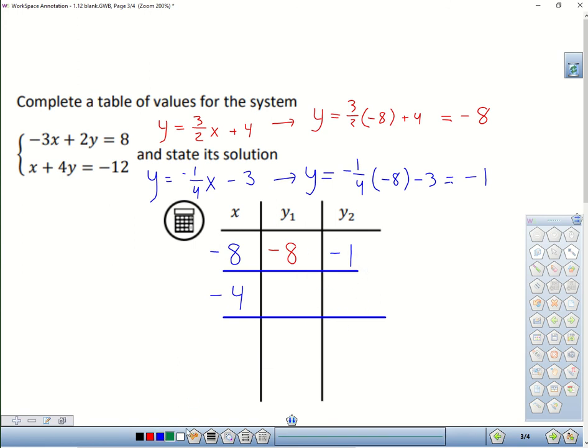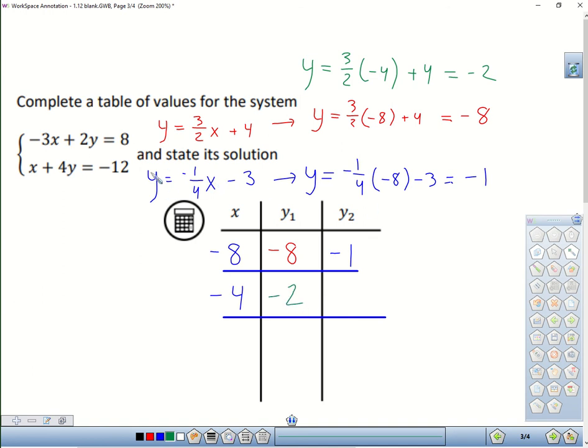So we keep going, and let's try -4. So I'm going to plug in -4 up here into the first one. -4. -4 times 3 is -12. -12 divided by 2 is -6. -6 plus 4 is -2.